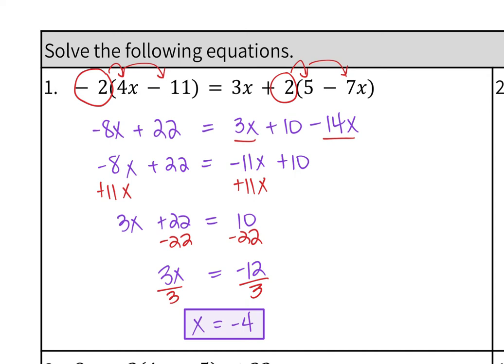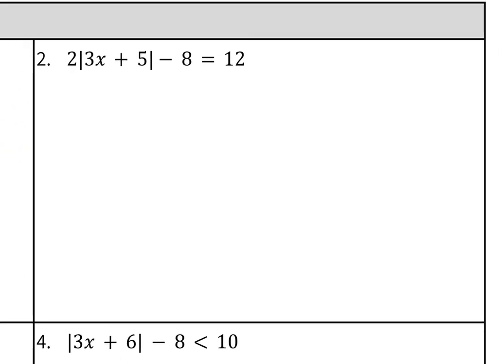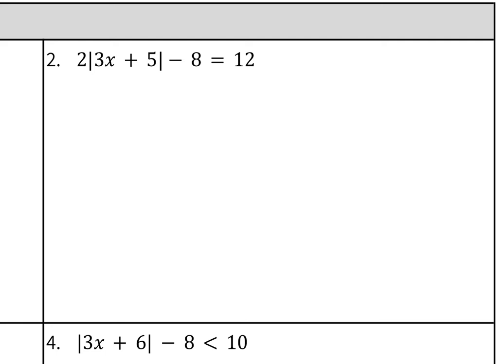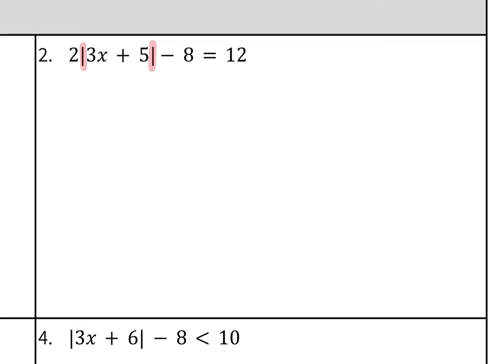Okay, the one right next to it is absolute value. With these, you can treat those absolute value bars as parentheses, but that's actually not the right thing to do. What you want is to isolate. So these bars and everything in between them has to be by itself. So the 2 and the negative 8 need to move over.